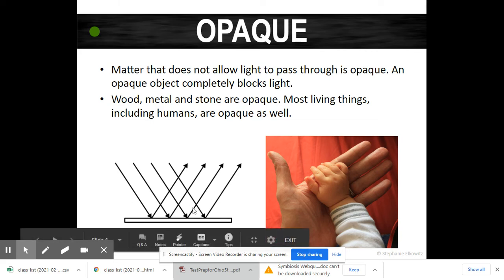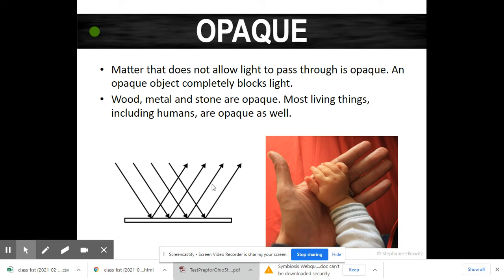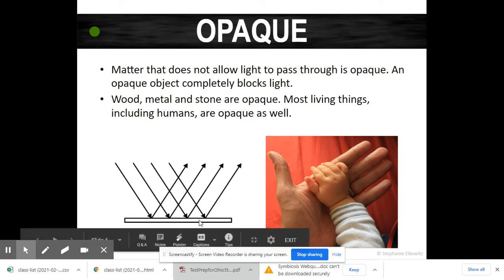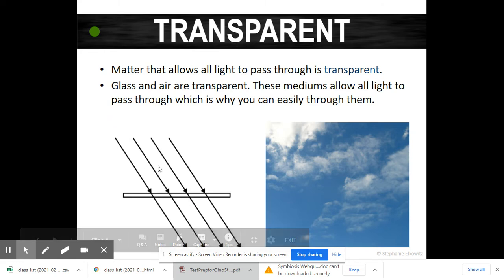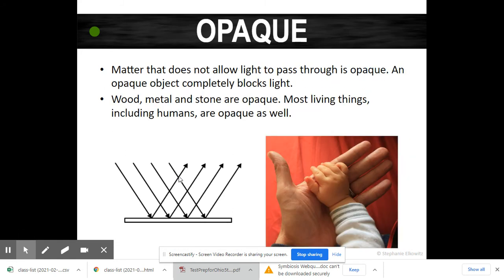So this diagram with the arrows is representing when light hits it, it is completely blocked. Okay, and translucent, the arrows are representing when light hits it, it becomes scattered. And this diagram is showing you transparent, that when light hits it, it goes completely through it.